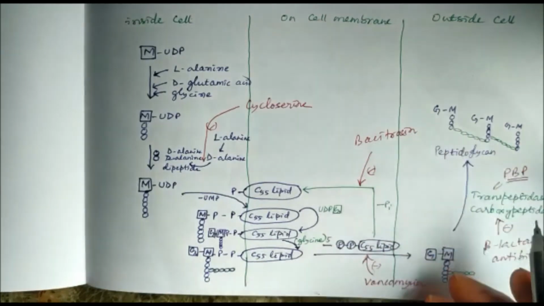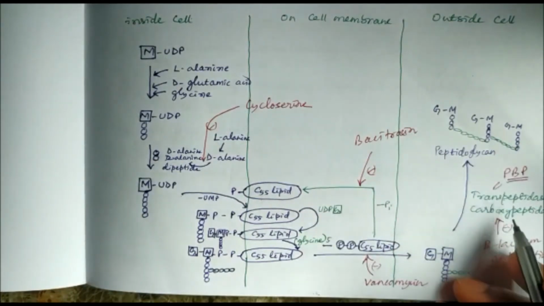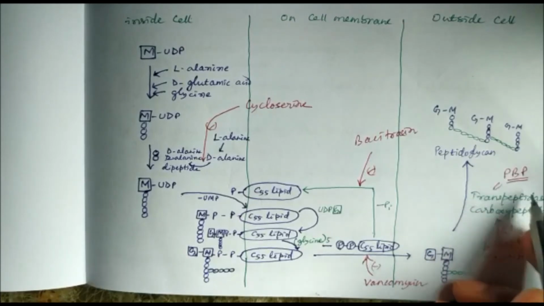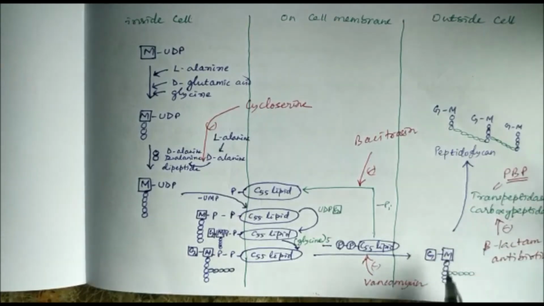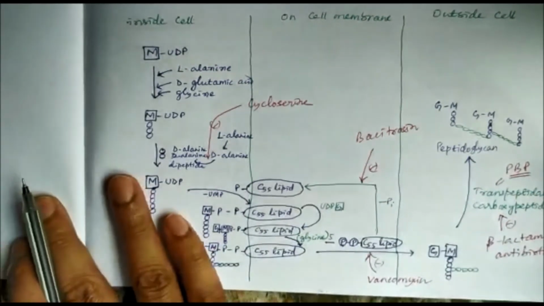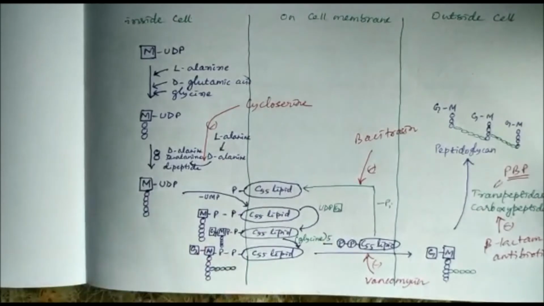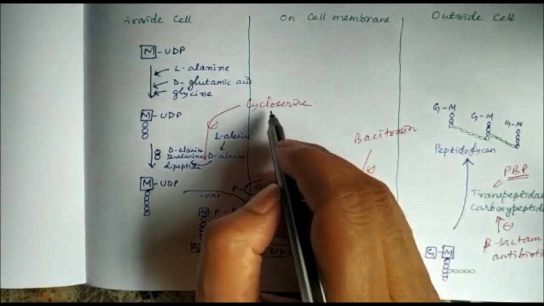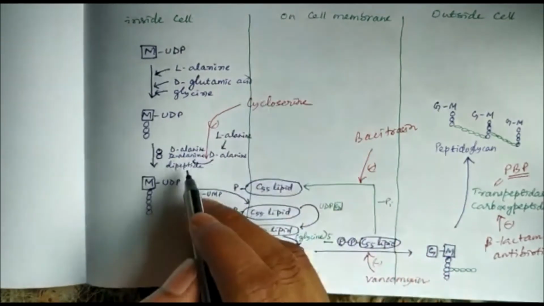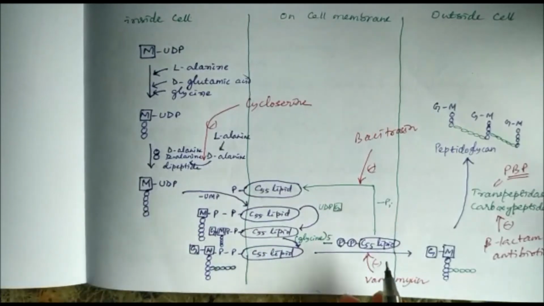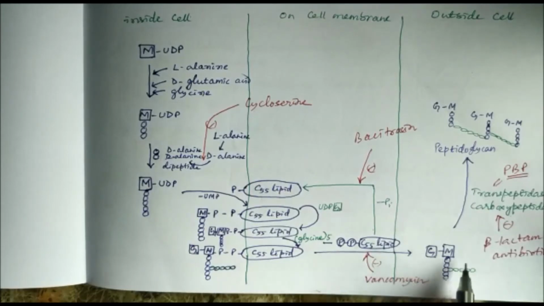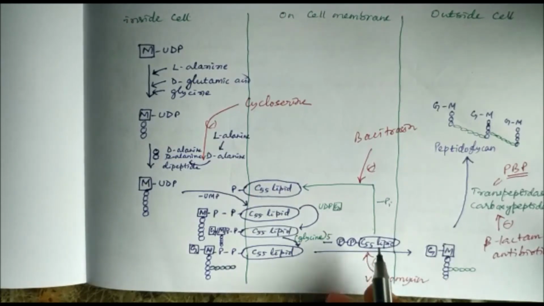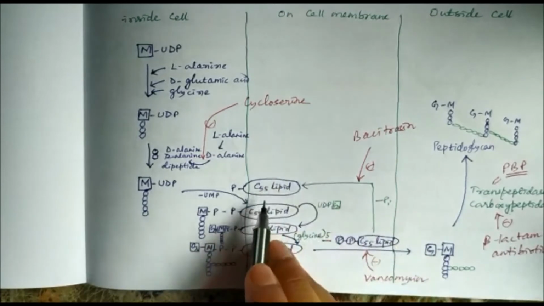Now they cross-link by means of two enzymes, transpeptidase and carboxypeptidase, which cross-link these building block units to form peptidoglycan. So we can have four groups of antibiotics which inhibit peptidoglycan biosynthesis. First is Cycloserine, a structural analog of D-alanine. Second is Vancomycin, which inhibits the release of the building block unit. Third is Bacitracin, a polypeptide antibiotic, which inhibits the regeneration of the carrier lipid.